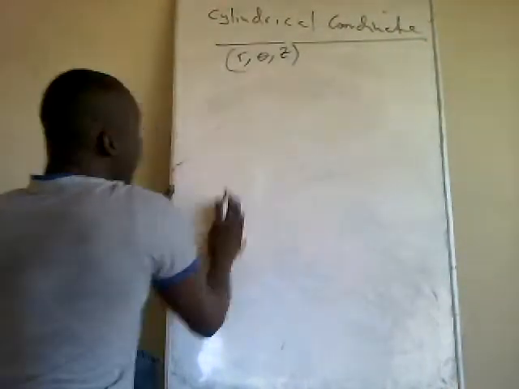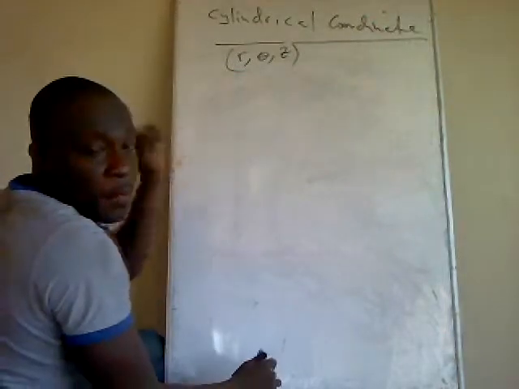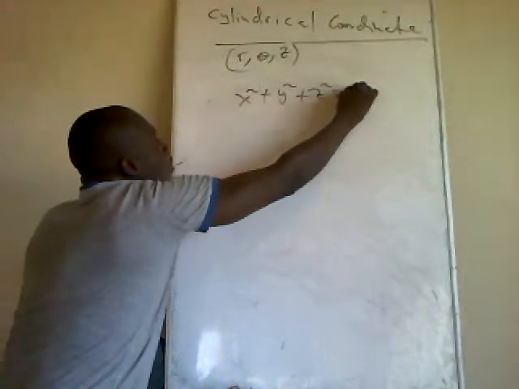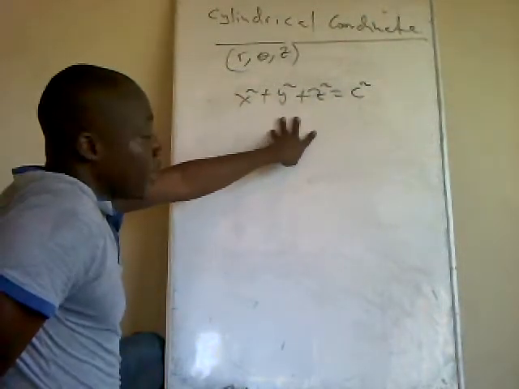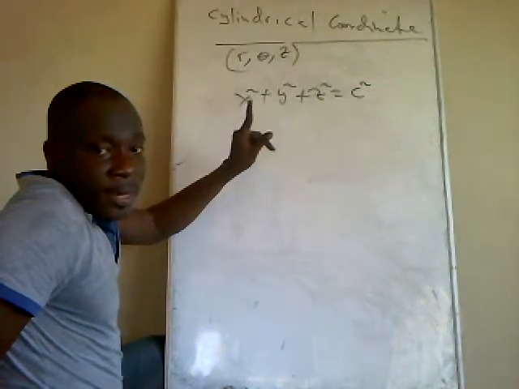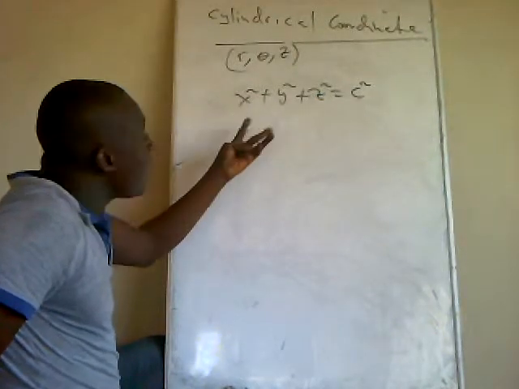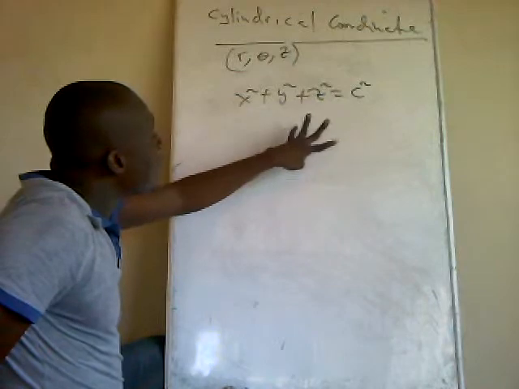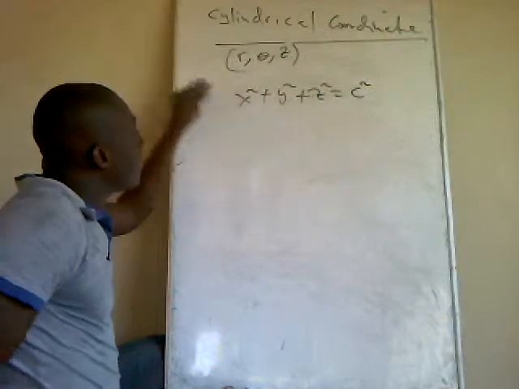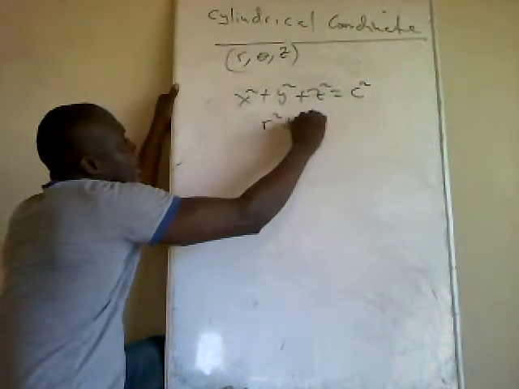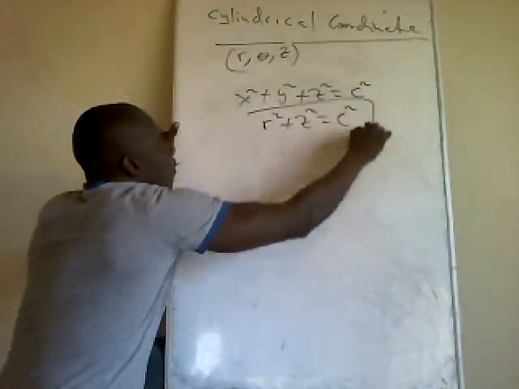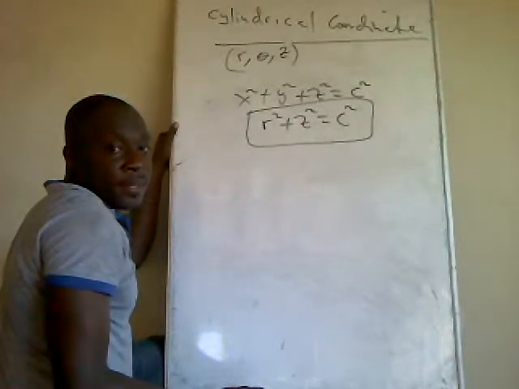Let's look at how we define a sphere. Remember, a sphere in rectangular coordinate is x squared plus y squared plus z squared is equal to c squared. This is a sphere centered at the origin, right? But we know that x squared plus y squared is equal to r squared. In cylindrical, you get it? We don't need x and y. Z could be there. The equation must be in terms of only r, theta, and z. So r squared plus z squared is equal to c squared. So now this is the equation of a sphere in cylindrical coordinate.